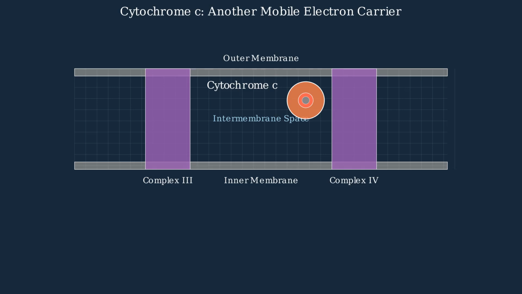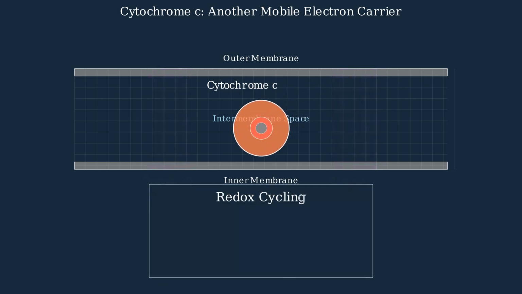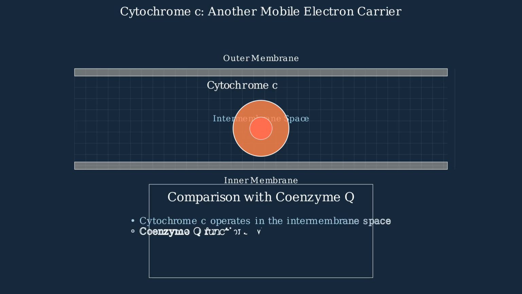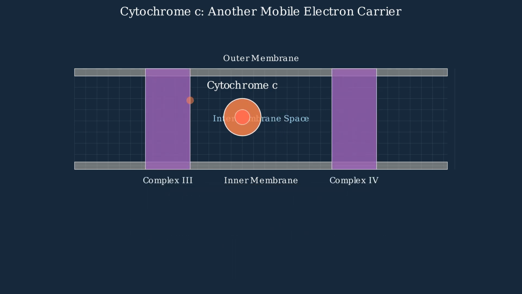At the heart of cytochrome c is a heme group containing an iron atom that alternates between reduced ferrous Fe2+ and oxidized ferric Fe3+ states during electron transfer. Unlike coenzyme Q, which operates within the phospholipid bilayer of the membrane, cytochrome c functions exclusively in the intermembrane space. Both are mobile carriers, but they operate in different environments of the mitochondria. Cytochrome c's ability to rapidly shuttle electrons through the intermembrane space makes it an efficient and essential component of cellular respiration.